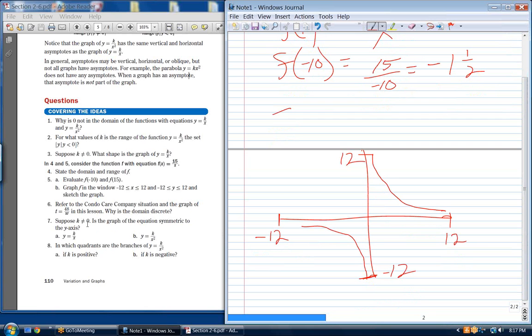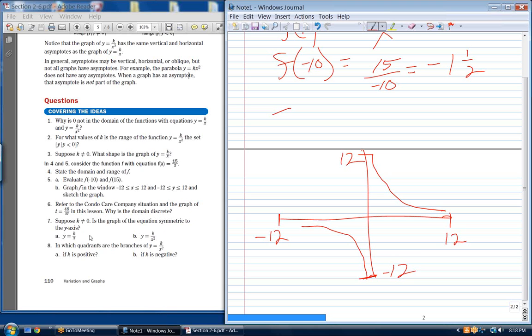Suppose k is not equal to 0. Is the graph of the equation symmetric to the y-axis? Well, we just looked at one. We're looking at y equals 15 over x. So that's the same as k over x. Is y equals k over x symmetric with the y-axis?